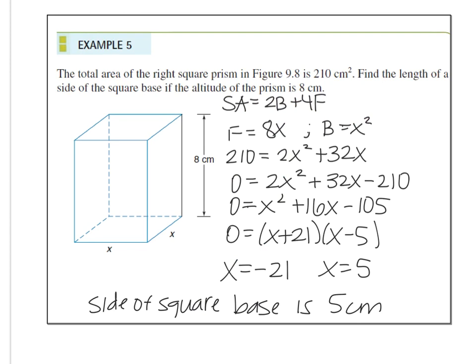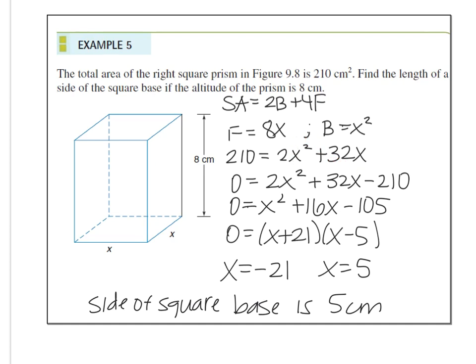Okay, so we see that the surface area of the box is equal to 2 times the area of my bases plus 4 times the area of the faces. I know that the area of the face is this guy here, so 8 times x. And then the area of my base is x times x. So when I plug it in, I know my surface area is 210. I know what 2b is. That's just 2x squared. And then 4f, so that's 4 times 8x or 32x.